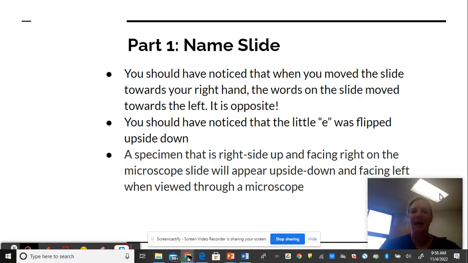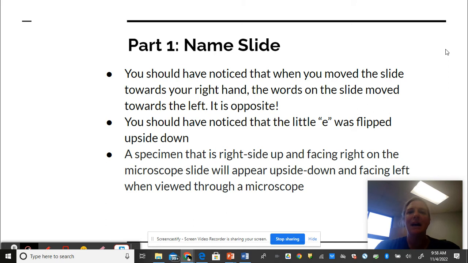On the name slide, what you should have noticed is that when you moved the slide towards your right hand, the words on the slide actually move towards the left. So the microscope works opposite of how you see it. And also, if you were able to get the little E in the entire field of view, you should have noticed that it was flipped upside down from how it was on the slide. So a specimen that is right side up and facing right on the microscope slide will appear upside down and facing left when viewed through a microscope. So just a little tidbit about your compound light microscope, that it changes how you see it, pretty much opposite and upside down. That was the point of the name slide.